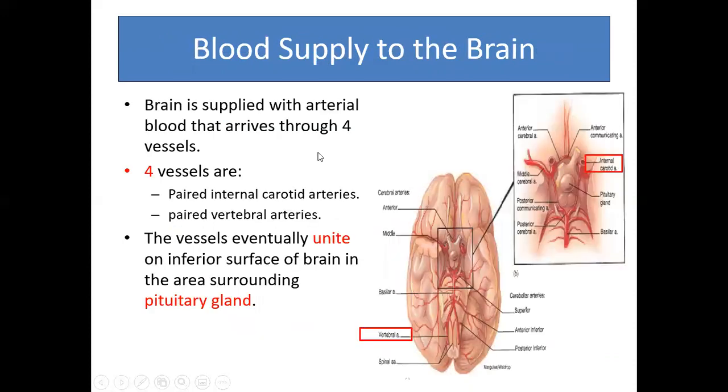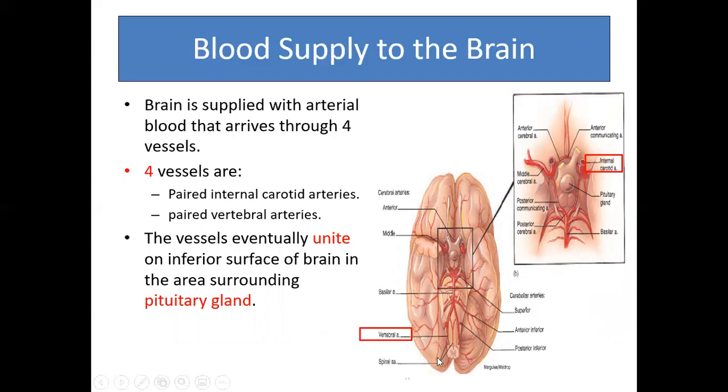Okay, now we're going to discuss the blood supply to the brain. The brain is supplied with arterial blood that arrives through 4 vessels. There are 4 vessels. These 4 vessels are the pair of internal carotid arteries. If you see here, we have 2 internal carotid arteries.